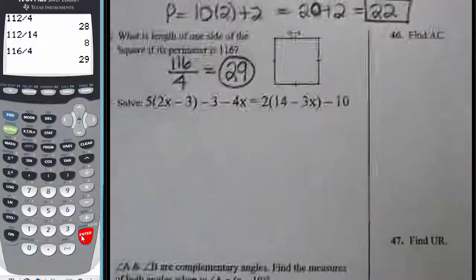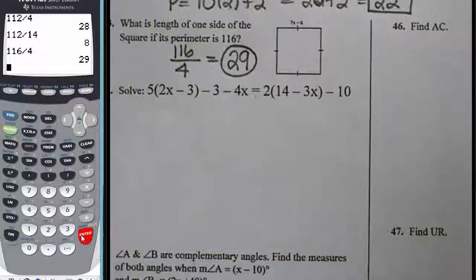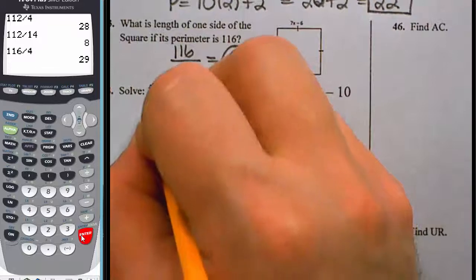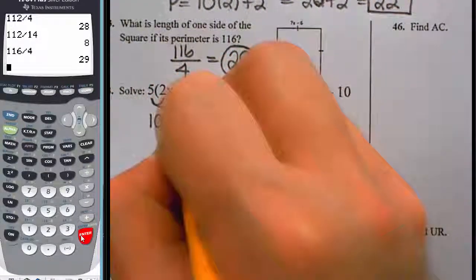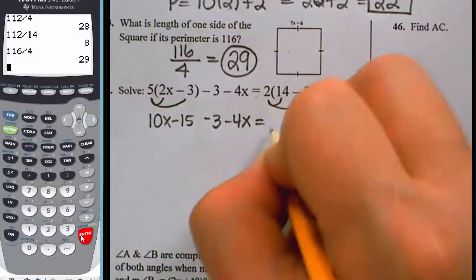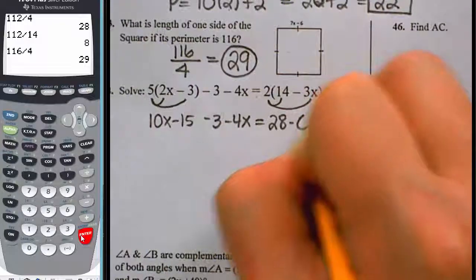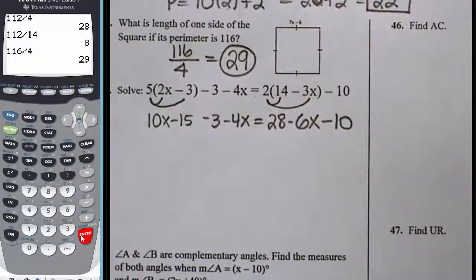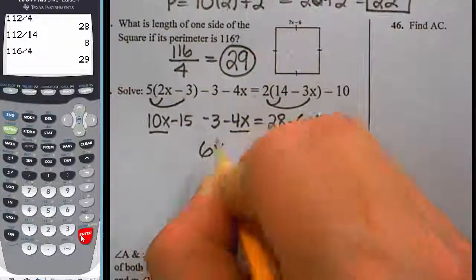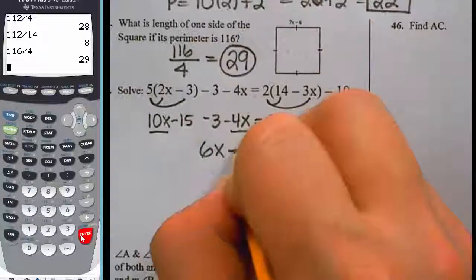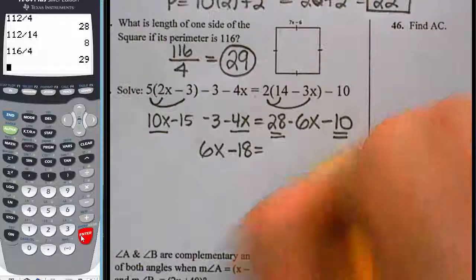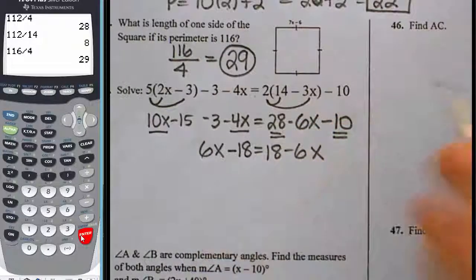Okay, let me zoom in here so we can see these problems better. And this one we just have to solve the equation. So please remember, to solve equations, the first thing is to get rid of the parentheses. When you get rid of the parentheses, you multiply. So this would be 10x minus 15. Bring down the negative 3, the negative 4. 2 times 14 is 28. Minus 6x minus 10. Next step is combine like terms. So 10x minus 4x equals 6x. Negative 15 minus 3 is negative 18. And here I have 28 minus 10 is 18, minus 6x.